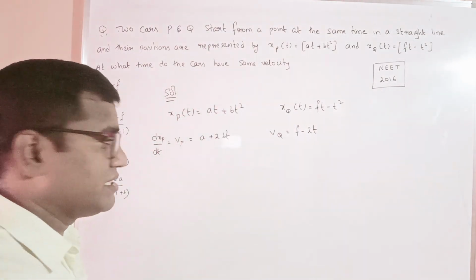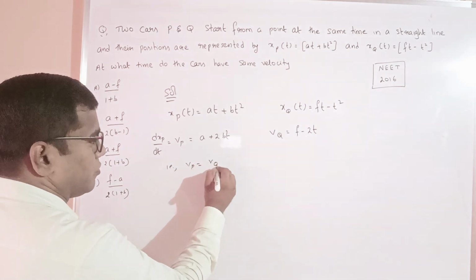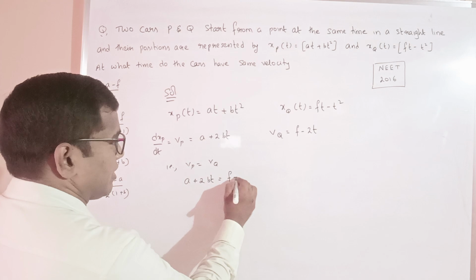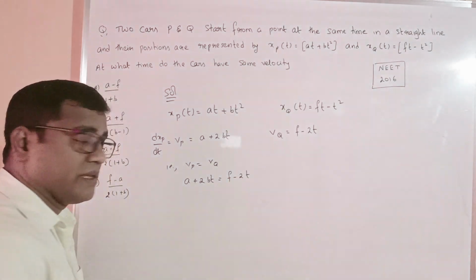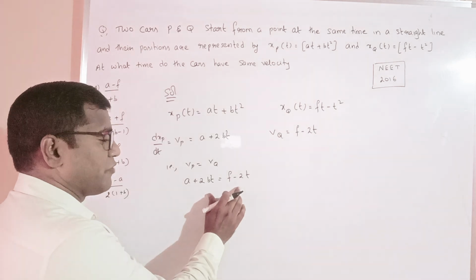He's asking at what time do the cars have the same velocity? So for the cars having the same velocity, Vp is equal to Vq, which means a plus 2bt is equal to f minus 2t. From this, we have to find out the time.